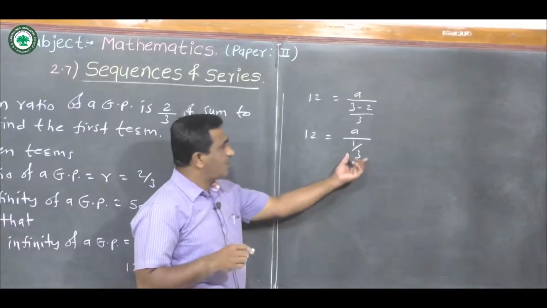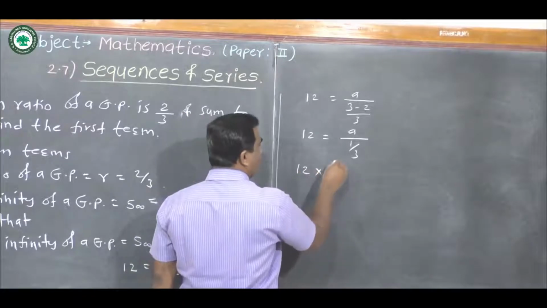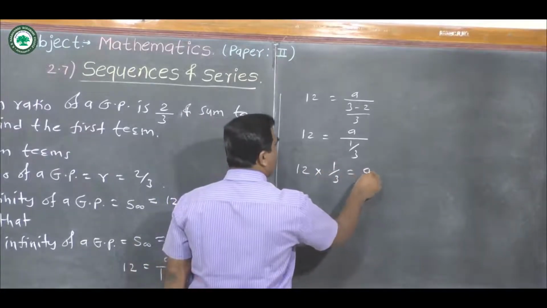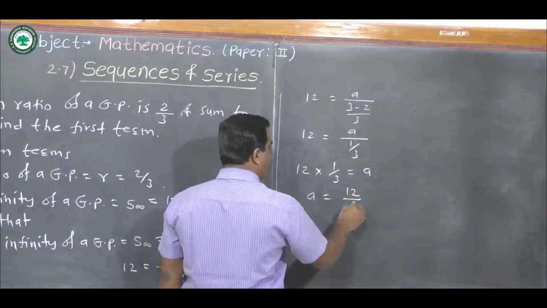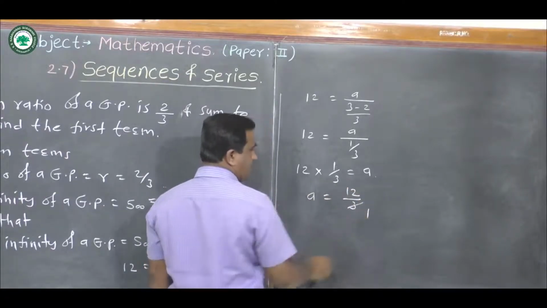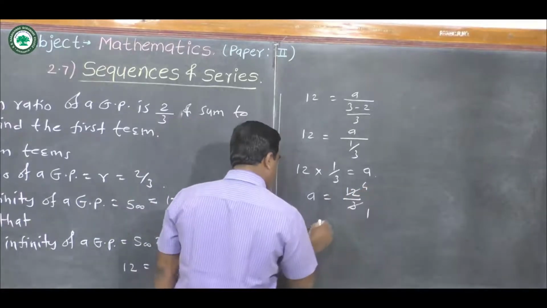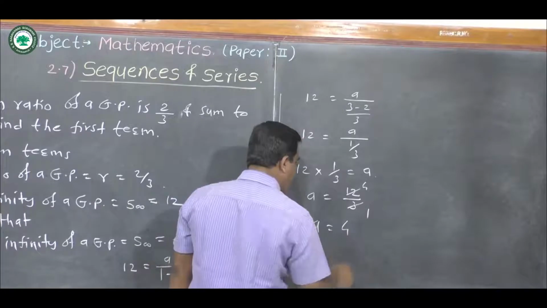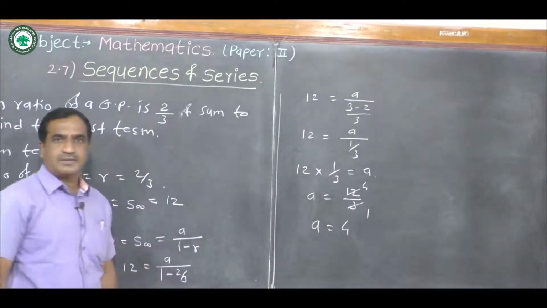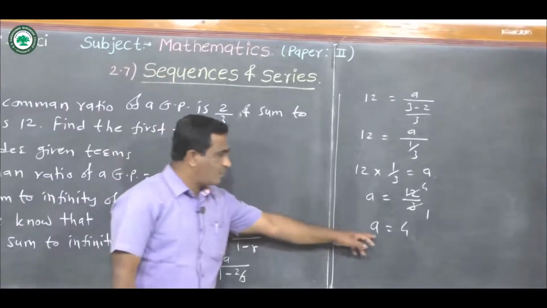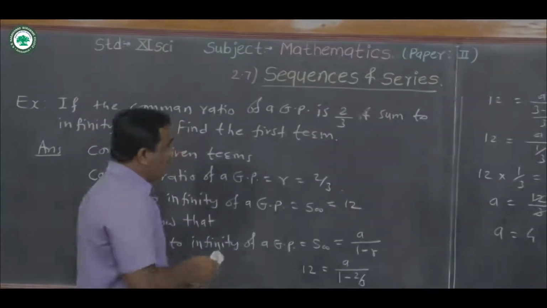Now take this denominator to the LHS. Then we can write here 12 into 1 by 3 is equal to A. That is, A is equal to 12 upon 3, and taking division, 3 1s are 3, 3 4s are 12. Therefore we can write here A is equal to 4. That is, the first term of the geometric progression is A equal to 4. Okay, now we see the next example.